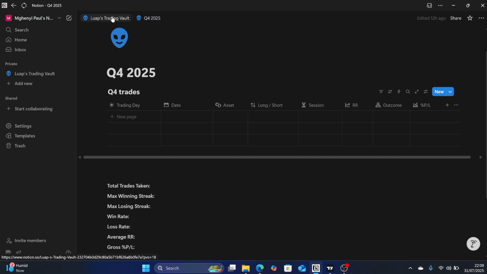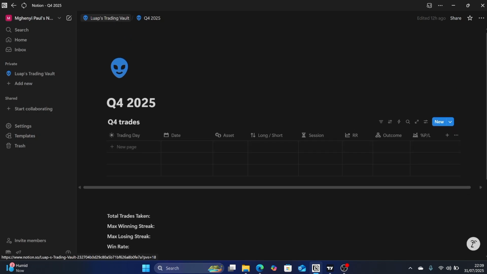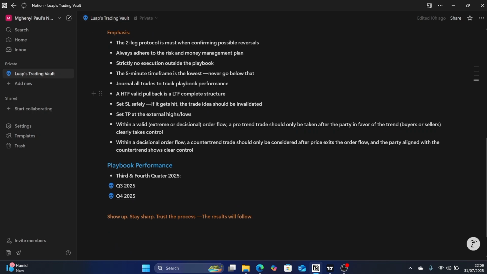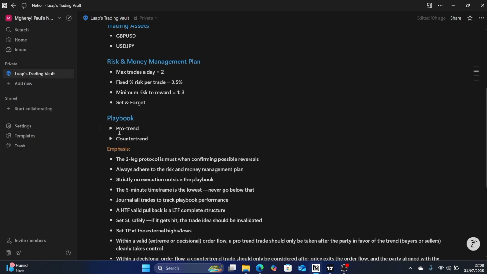I don't even know how I'll explain this, but actually take this seriously. Only focus on the high probability setups. Only restrict yourself to the trades that you have included in your pro trend playbook, because I will not take any trade that is off my playbook. That keeps me disciplined in such a way that even if I get into a drawdown, I will not take any trade that is not aligned with the playbook. So I'm still executing based on my playbook.